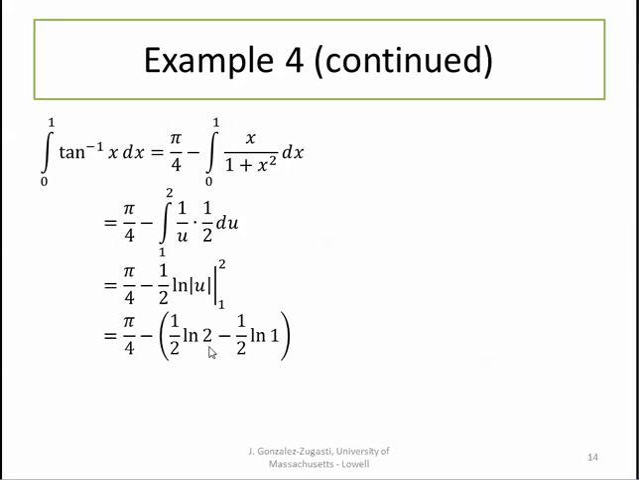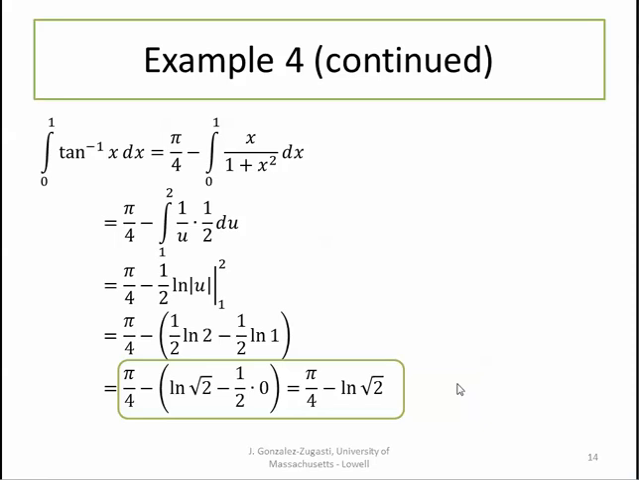to give us this. And now to simplify, what I'm going to do is take this 1/2 and, by my property of the logarithms, bring it inside and make it the exponent of the 2 here. And here the natural log of 1 is 0. And then our final answer will be pi over 4 minus the natural log of the square root of 2.